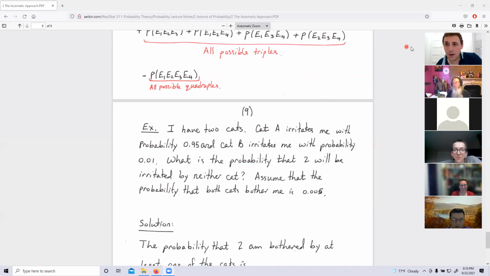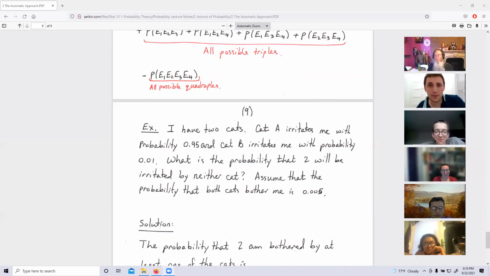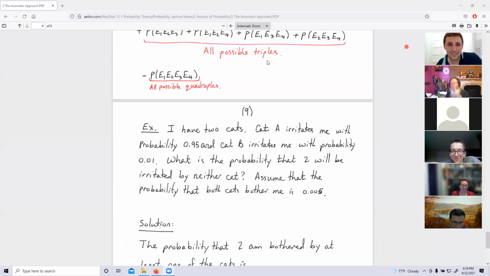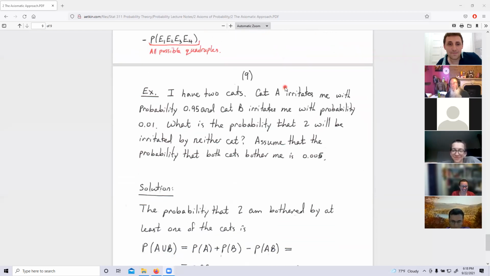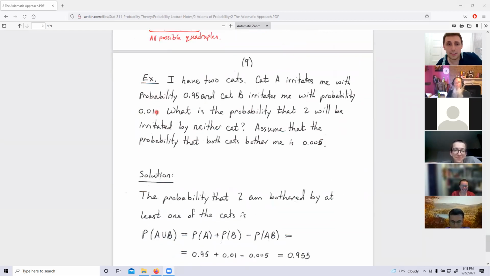I have two cats. One of them irritates me with probability 0.95. And the other cat irritates me with probability 0.01, 1%.